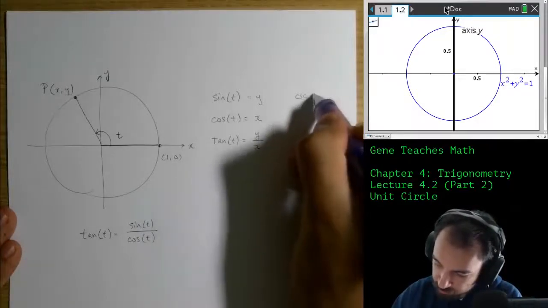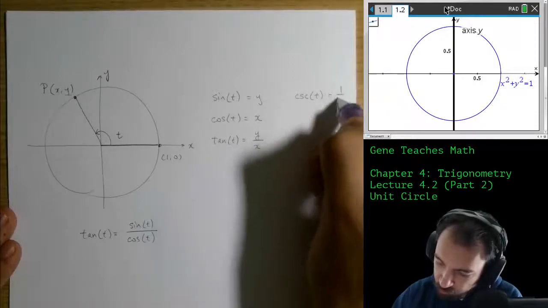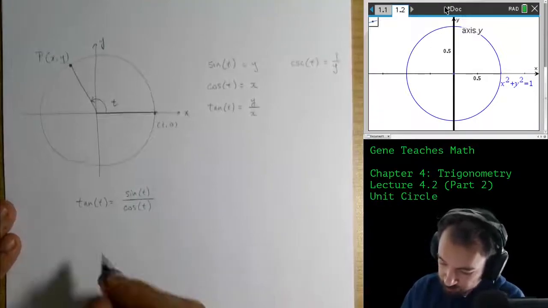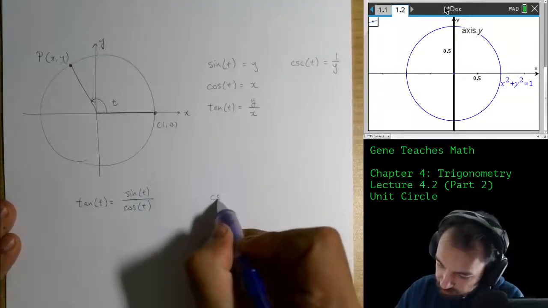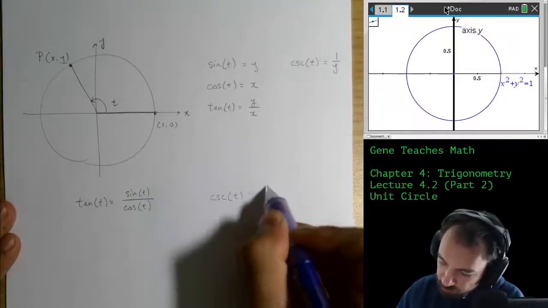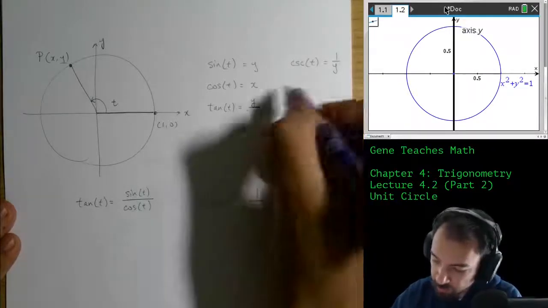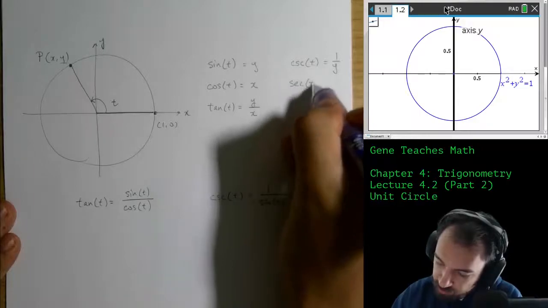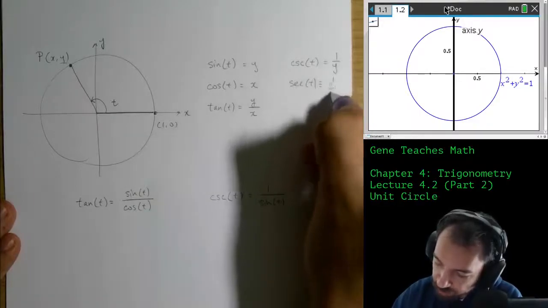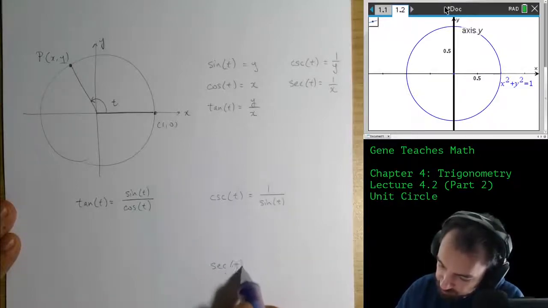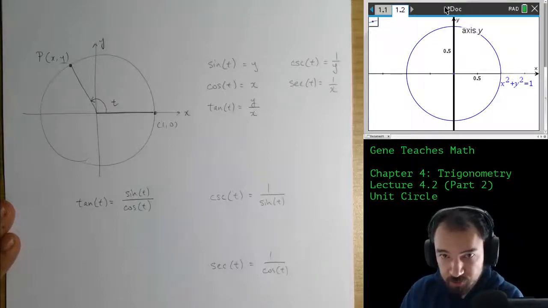There's cosecant of t, which is 1 over y, and we see these are related by a reciprocal relation. So we can say that cosecant of t is actually 1 over sine of t. This is another identity. We define secant of t as 1 over x. And so in this case, secant of t is equal to 1 over cosine of t. Once again, a reciprocal relationship.